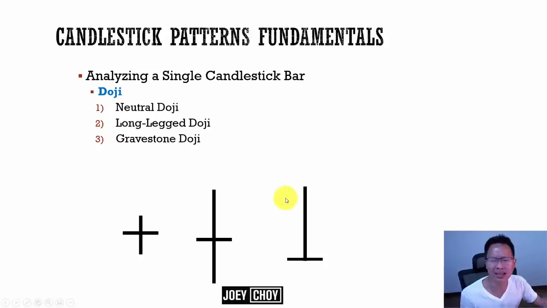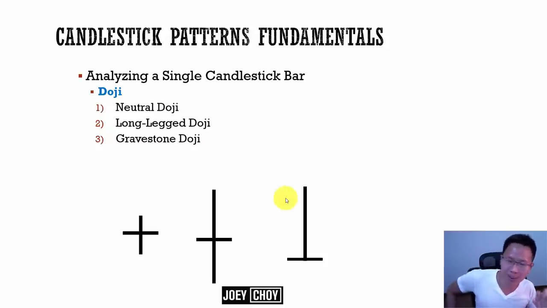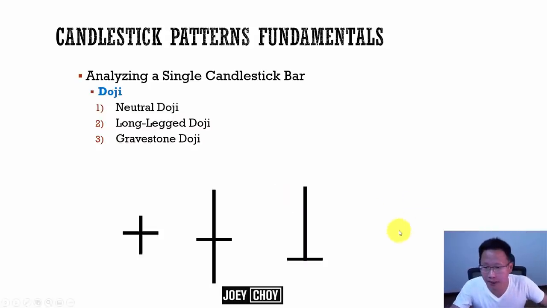Right here, this is what we call a gravestone doji. As I say, you don't have to memorize the name, guys. What you want to do is to understand the concept of this doji. So this doji right here, same thing, opening price and closing price are the same. There's no color at all, there's no green and red. And what do you think? Is this bearish or bullish? What do you think, guys?